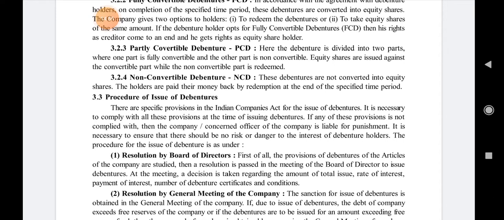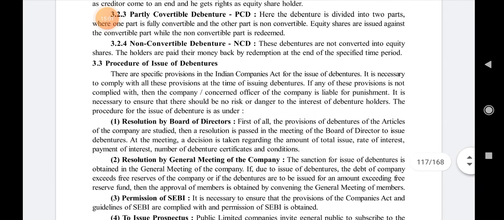Next one is the non-convertible debenture. These debentures are not converted into equity shares. See, this debenture cannot be converted into equity share. The holders are paid their money back by redemption at the end of the specified time period. See, after the specified time period, this type of debenture holder can get that particular amount returned back.